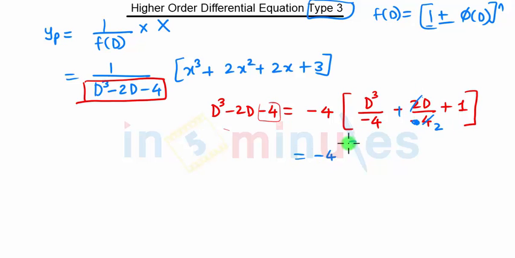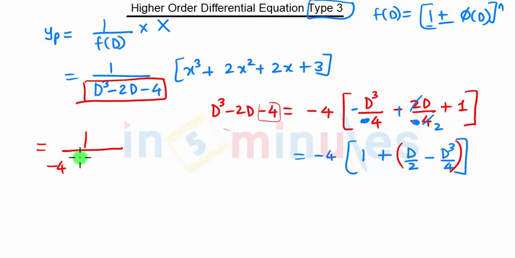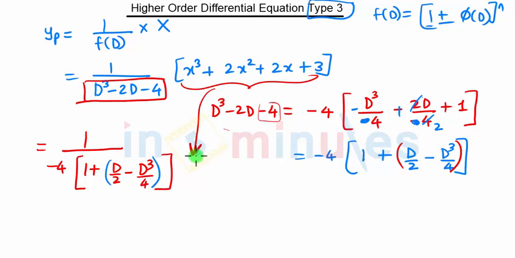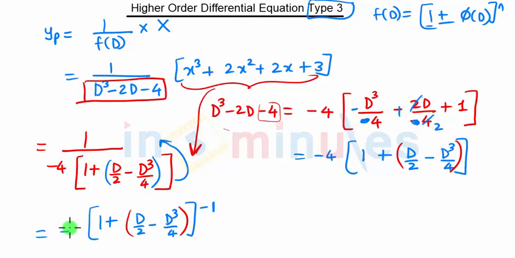So our equation now becomes 1 plus D by 2, and this minus will be taken in the numerator, minus D cube upon 4. So if you observe, this equation we have written in the form 1 plus some function of D. Again we are going to write here, so we will get minus 1 upon 4 into 1 plus D by 2 minus D cube by 4, and this part will remain as it is here. If I take this denominator in the numerator, we will get 1 plus D by 2 minus D cube by 4 the whole raised to minus 1, and this minus 1 upon 4 will remain as it is, and here we have x cube plus 2x square plus 2x plus 3.